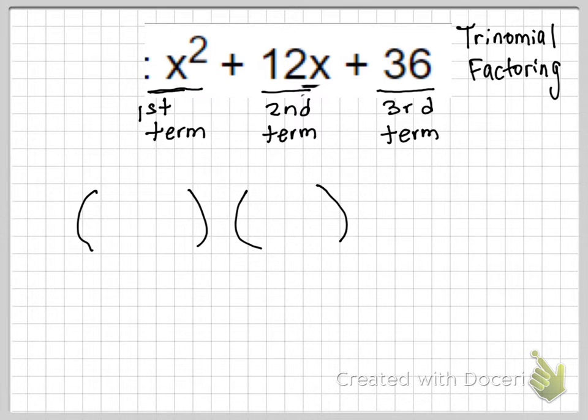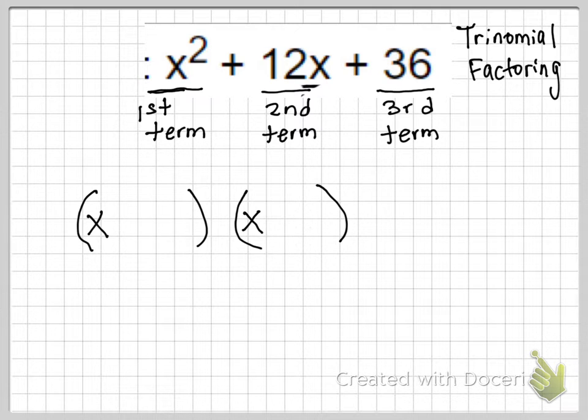Alrighty, the first thing that you're going to do is put an x inside of both of your parentheses, all the way to the left. The reason we do that is because the square root of x squared is x. Okay, so x times x gives you x squared. So we're always going to remember that the only way that you can get x squared is by multiplying x times x. So we're just going to put that inside of the parentheses.